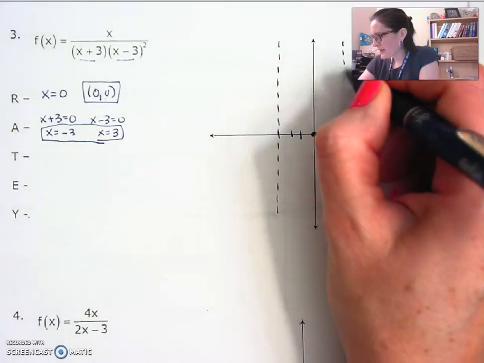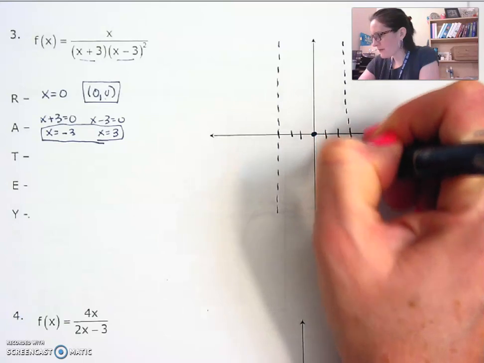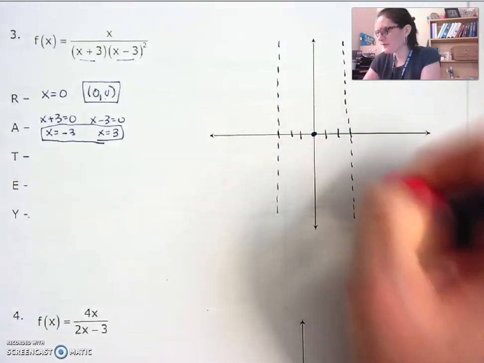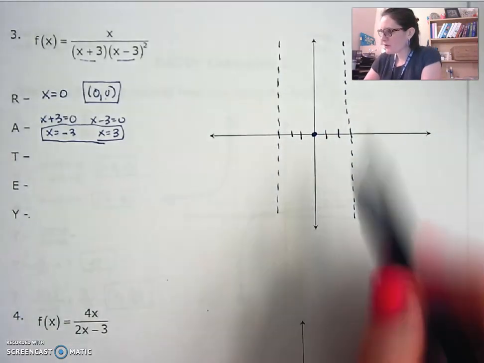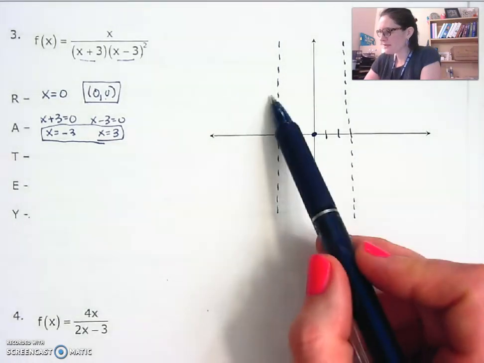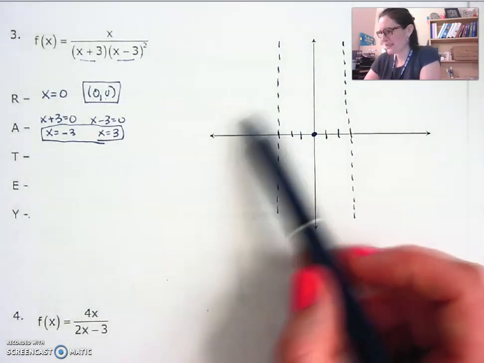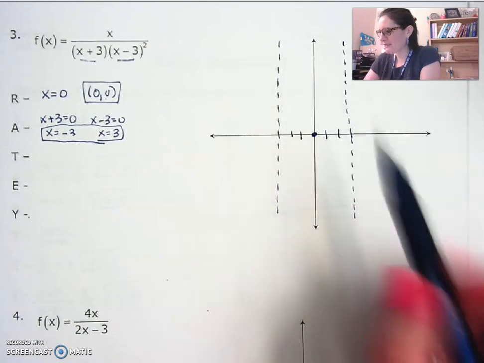And again, they are dashed lines because they're not actually part of the graph, but they do determine behavior of the graph. Vertical asymptotes, your graph will not cross it. Your graph will approach it and never cross it.